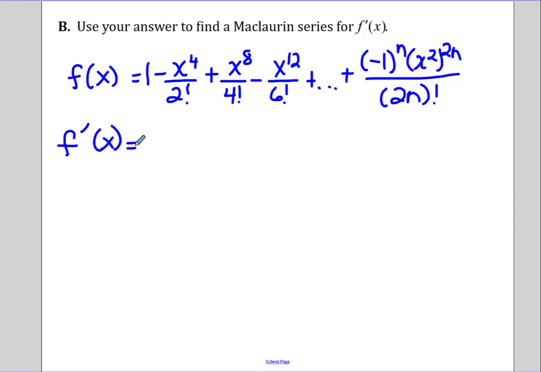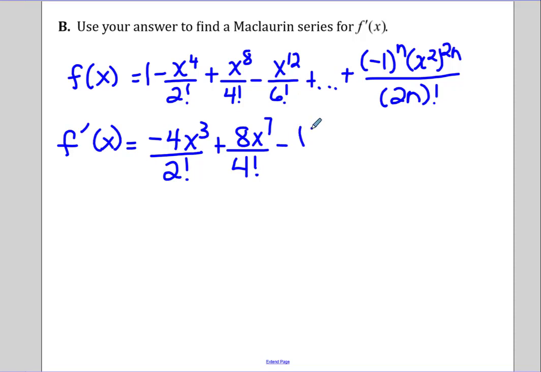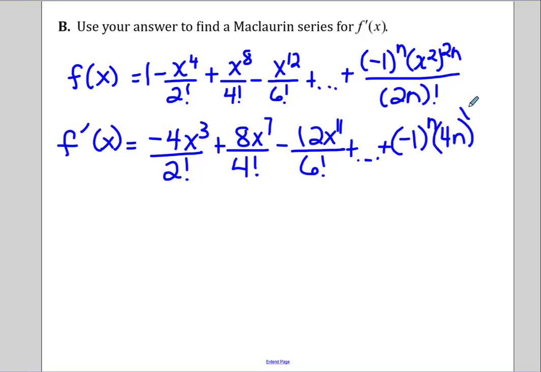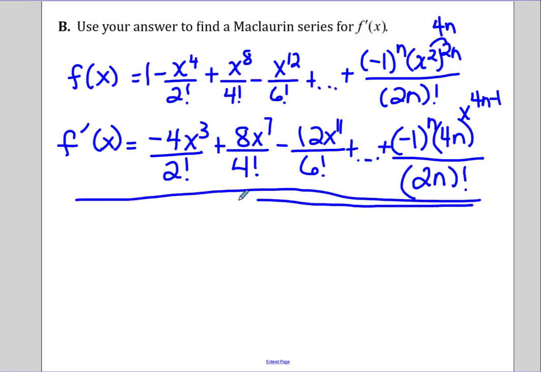Then our f prime of x, term by term, this would be 0. The second term would be negative 4x cubed divided by 2 factorial. And then 8x to the 7th over 4 factorial minus 12x to the 11th over 6 factorial, up to our general term. And our general term derivative is going to be 4n times x to the 4n minus 1, because I'm combining these two to make that a 4n, and then divided by the quantity 2n factorial. So like we've seen through the chapter, we can take derivatives term by term up to the general term.